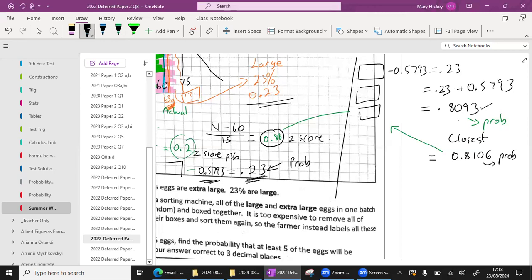So what I've had to do here is I've had to work my way down through the question to find the probability, then bring that back to a Z-score, and now I have to bring it back to actually finding the weight of the egg, the N itself. So how do I do that? Well, I'll rewrite it. N minus 60 over 15 equals 0.88. So I'm just going to cross multiply, I guess. N minus 60 is equal to... So what's 0.88 times by 15?